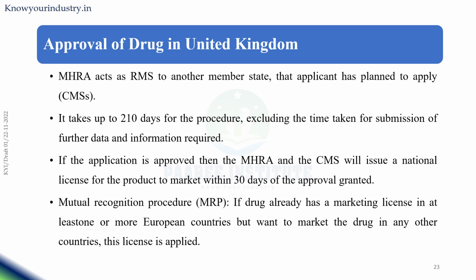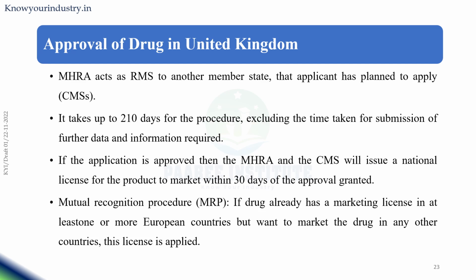Coming to the mutual recognition procedure, if the drug already has a marketing license in at least one or more European countries but wanted to market the drug in any other countries, this license is applied. The MHRA verifies whether the item can be acknowledged for the mutual recognition procedure and then it issues the MRP number, that is mutual recognition procedure number, which is to be utilized as a part of the application. After the issue, the MHRA acts as a reference member state and will lead the assessment of the application.